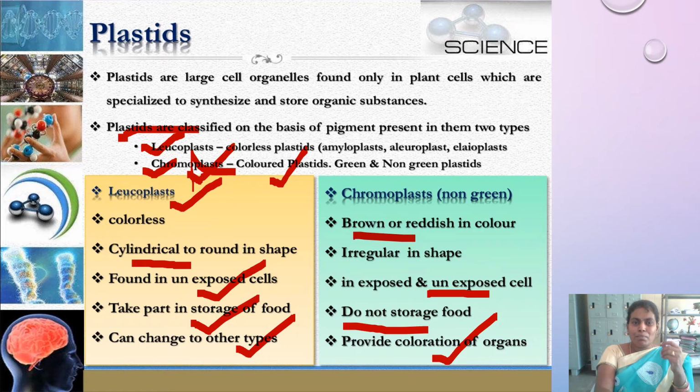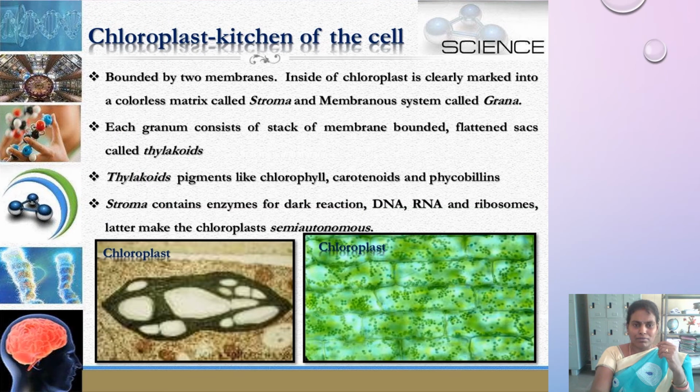Let us see the picture of plastids, how they are. See more detail about chloroplasts. Chloroplasts are also called kitchen of the cell. Why is it called kitchen of the cell? Just now we have discussed that chloroplasts are very important in the production of food materials by the process of photosynthesis. Is it right? It traps the sunlight.